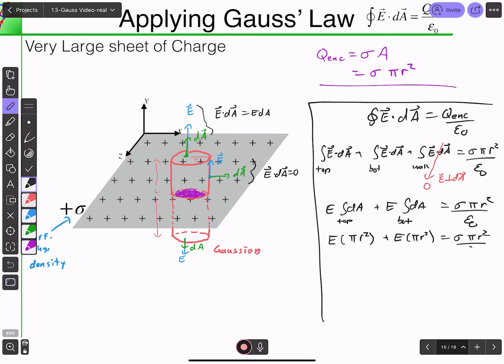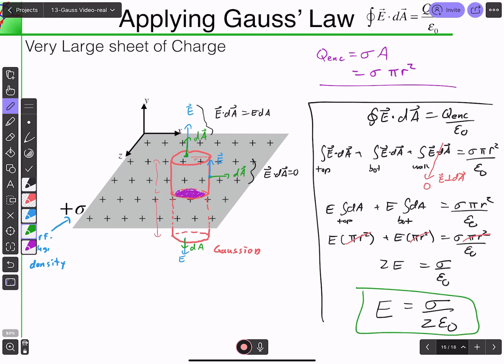Now, look at all those pi r squares. Let's cancel them all, on both sides of the equation. So on the left side, we just end up with 2E equals sigma over epsilon naught, or the electric field is equal to sigma over 2 epsilon naught. And that is the electric field for a large surface that we got with our really unpleasant integral before. It's uniform throughout all space, and it's either pointing straight up or straight down, and it's just the surface charge density divided by 2 epsilon naught.